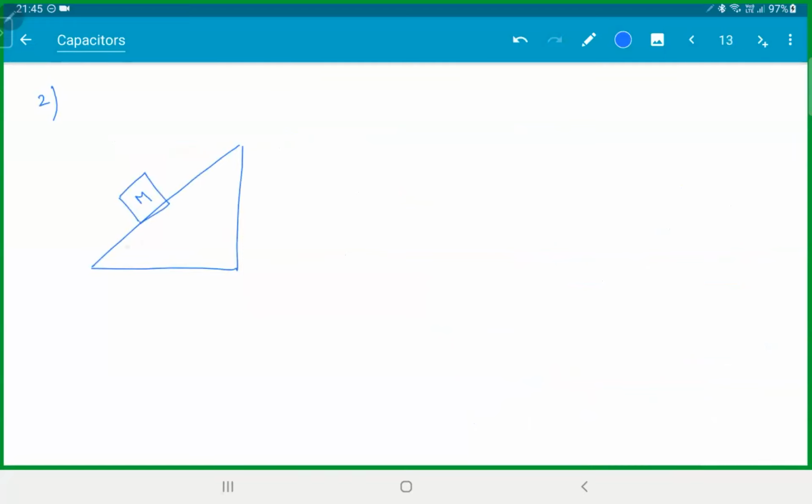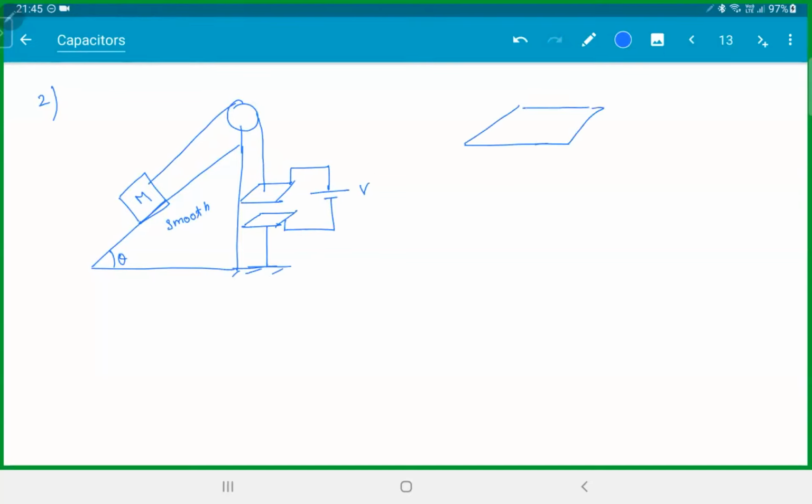We have a block of mass m here. This is smooth. And here we have two parallel plates. These two parallel plates are connected by a battery. So if you look at the side view, the plates are like this. This and this are connected by a battery. These are square plates, side A. And the distance between them is d. The question is, find the voltage of the battery if the system is in equilibrium.